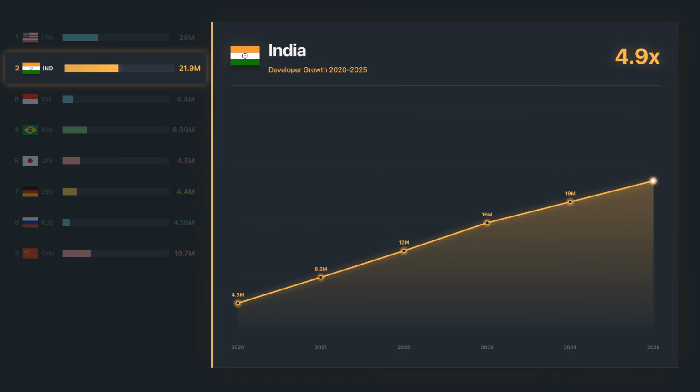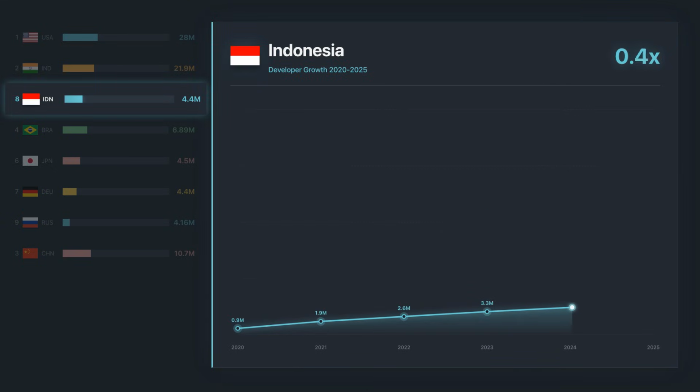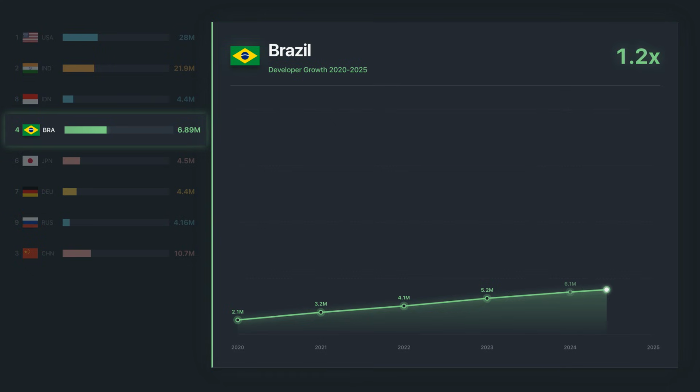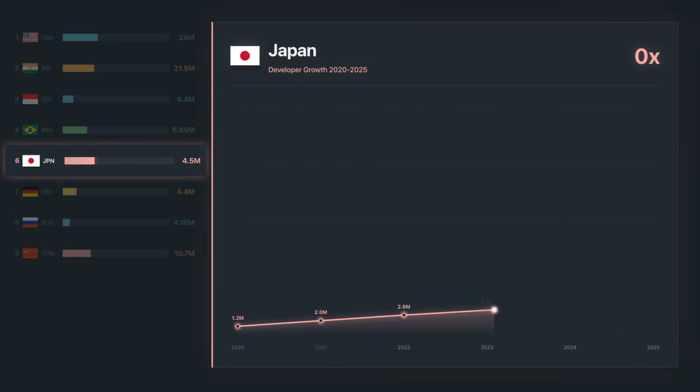India grew from 4.5 million to 22 million developers, almost 5 times growth, driven by external developer demand and supportive internal policies. Indonesia went from 900,000 to 4.4 million developers, a truly remarkable achievement, primarily due to its younger developer population and expanded access. Brazil also continued to expand its developer talent substantially over the last 5 years, driven mainly by increased investment in fintech and open banking. Japan surprised everyone with 3.75 times growth, rising from 1.2 million to 4.5 million developers. Not bad for a mature economy.